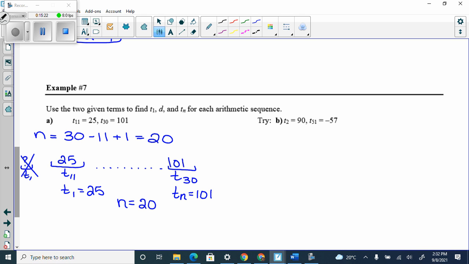Does that make sense? If you use 30, your T1 is whatever T1 actually is, and I don't know what it is, and I can't find it. So if I'm using my T11 as my T1, my N is no longer 30. My N is how many terms are between T11 and T30, which is 30 minus 11 plus 1, which is 20. We all following?